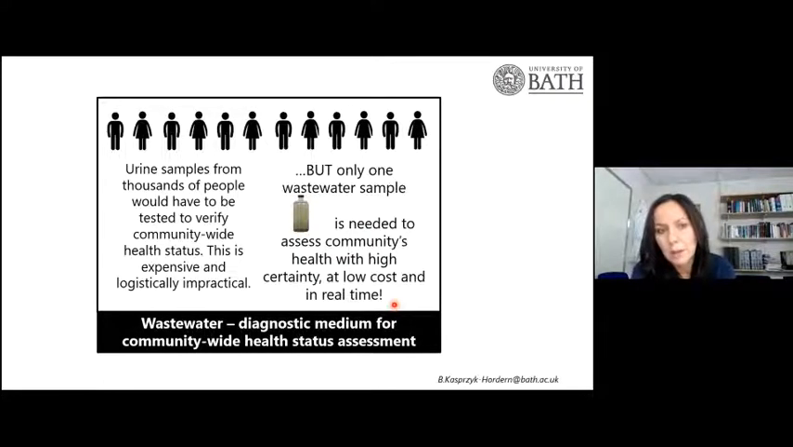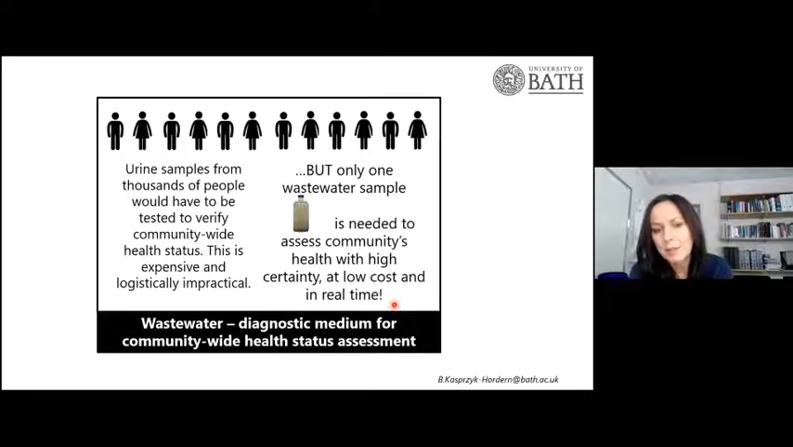Urine samples, and actually urine and feces samples now, when thinking about SARS-CoV-2 work, from thousands of people would have to be tested to verify community-wide health status. This is expensive and logistically impractical. A lot of expense has gone into SARS-CoV-2 test and trace, for example. But only one wastewater sample is needed to assess a community's health with high certainty, low cost, and in real time.